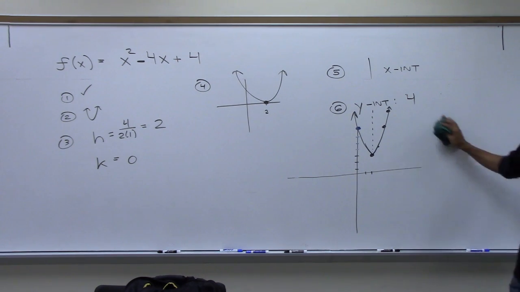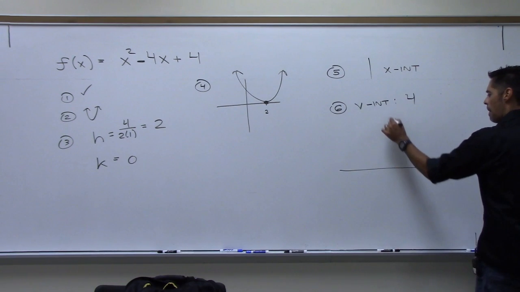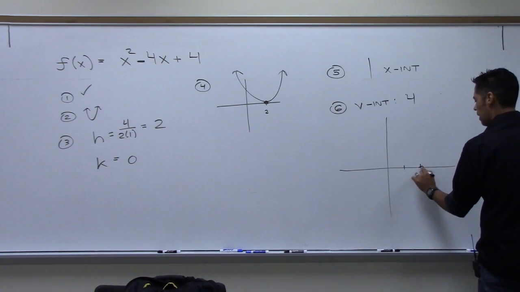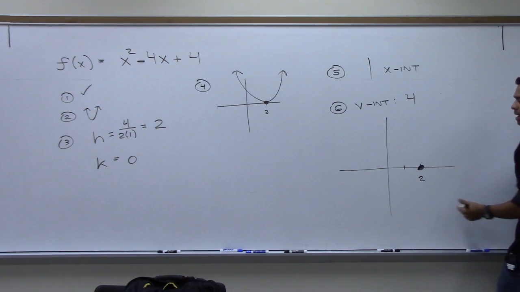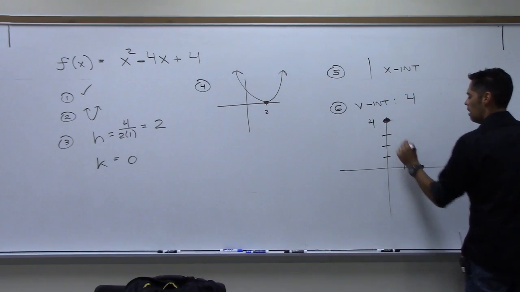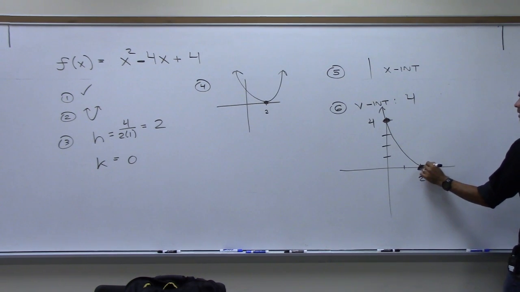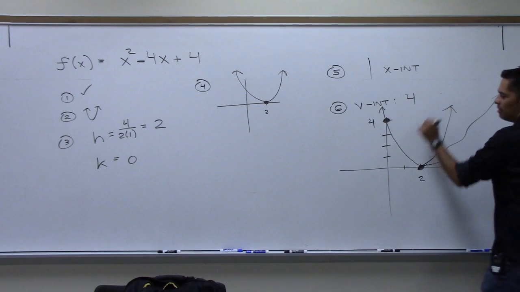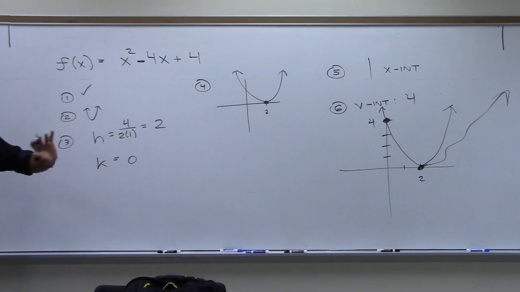So when I go to graph it, just like the previous problem, I go out 1, 2, here's my vertex, which also happens to be my x-intercept, and my y-intercept is up here at 4. And then I could draw the left side out, and then try and mirror it over and draw something like that, right? So like that, and you're done. Got it? I'm going to give you your break here in 1 minute.